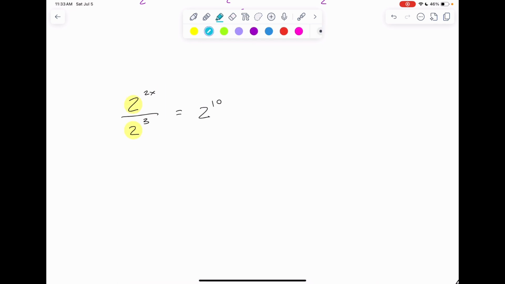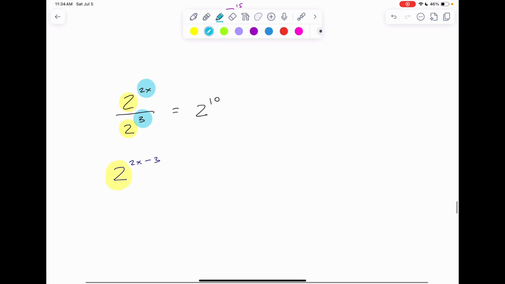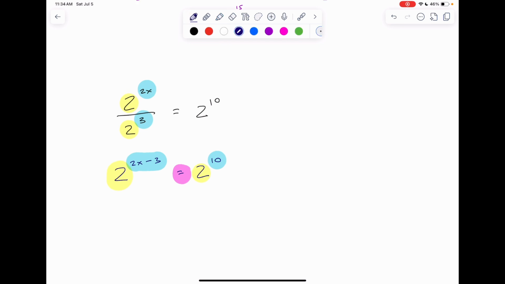They're exponents. I can then subtract them. So I get 2 to the 2x minus 3. Again, same base, and they're divided, so we subtract the exponents. And that's going to equal 2 to the 10. Now, if the bases are the same on each side of the equation and they equal each other, well, then my exponents have to be the same. So I can set these guys equal to each other. 2x minus 3 equals 10, and now I can solve.